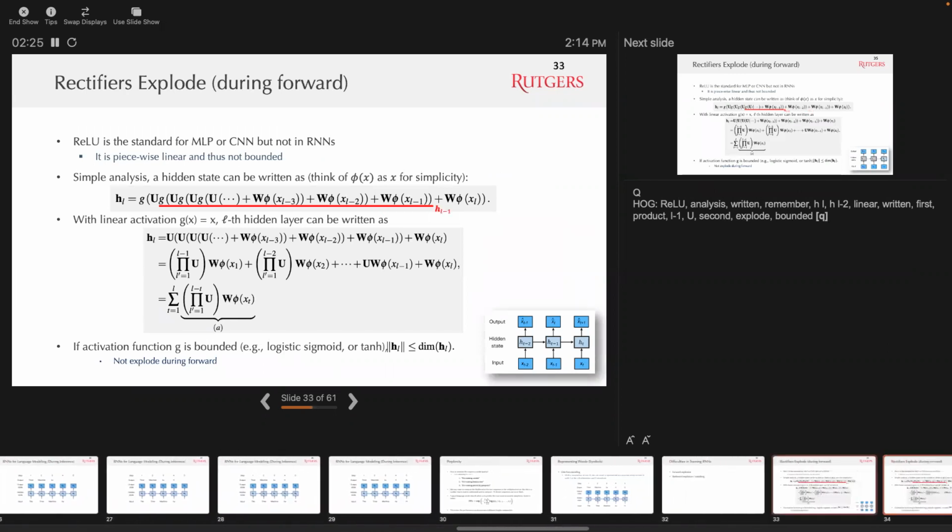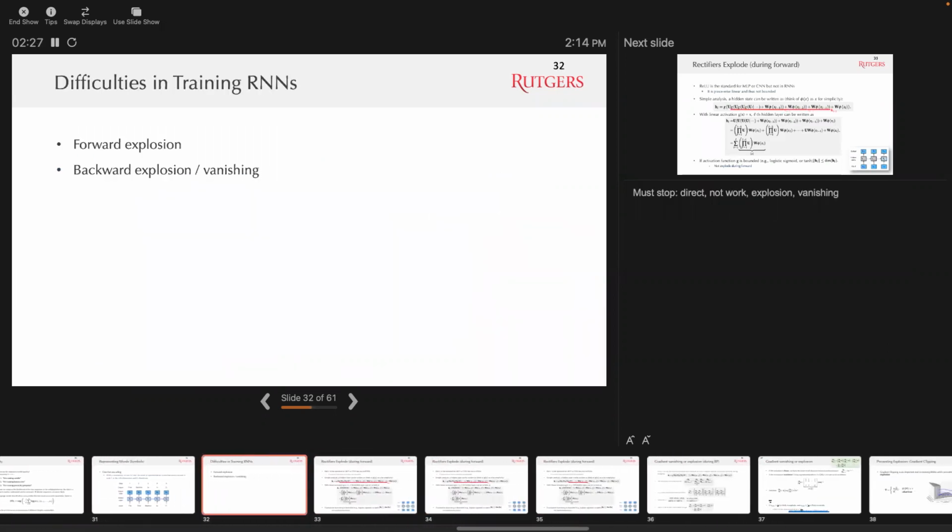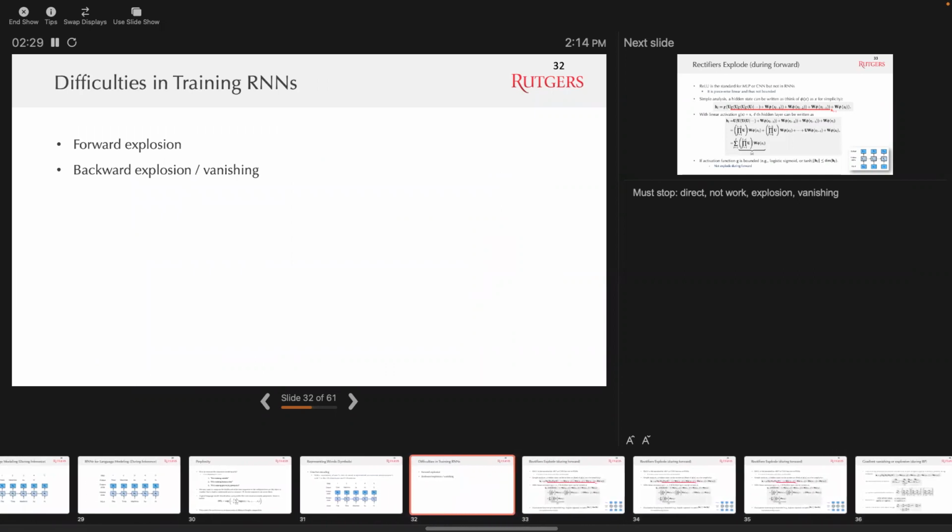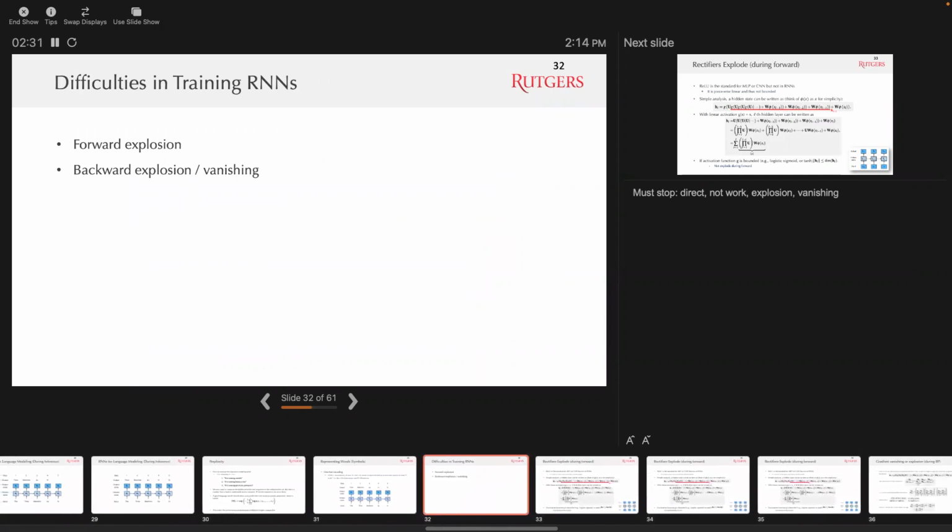Exactly like what we have experienced in the old days when you train a very deep neural network. It's not going to be trainable because you're going to run into explosion and vanishing problems. So now we're going to analyze this in the context of recurrent neural networks. Okay.